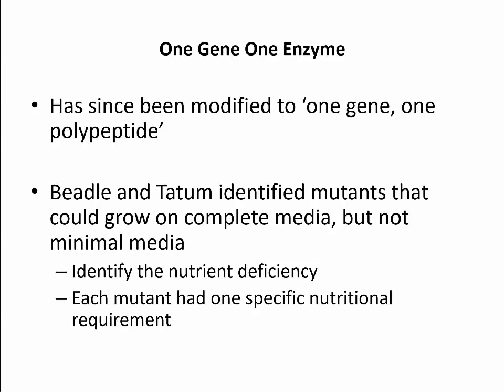Now, we've updated that today to one gene, one polypeptide, but I still think it's a really good way to start thinking about the molecular nature of genes, right? And the reason we had to update it to one gene, one polypeptide is there are certainly examples of genes and proteins that aren't enzymatic, right? Histones is an example of one. That's a very structural protein. Still a gene, still makes a protein, but that was the idea, and that's how they went through everything.